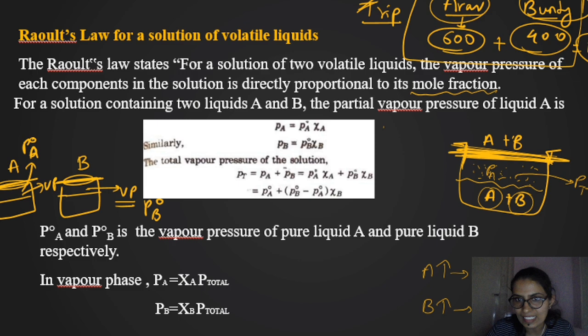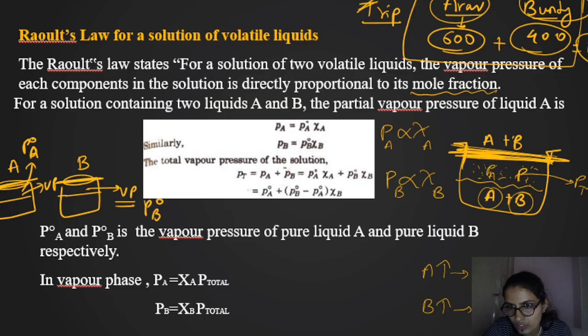So can I write P_A is directly proportional to the mole fraction of component A? Similarly, P_B is directly proportional to the mole fraction of B. So what are this P_A and P_B? They are partial vapor pressures. Why am I calling them partial vapor pressures? P_A and P_B are called partial vapor pressures.